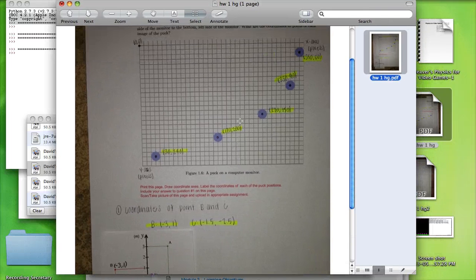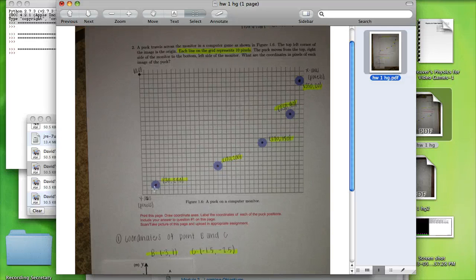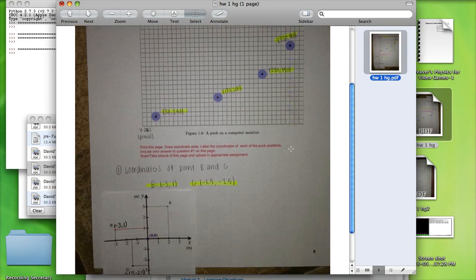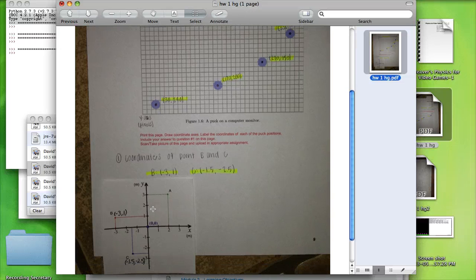As you can see, we had to identify the coordinates of the pucks. It was in pixels, so everything was 10 pixels. You can see my answers right here. Then the first question of the chapter 1 homework was right here, and we had to find B and C's coordinate points, and those are labeled right here for you.